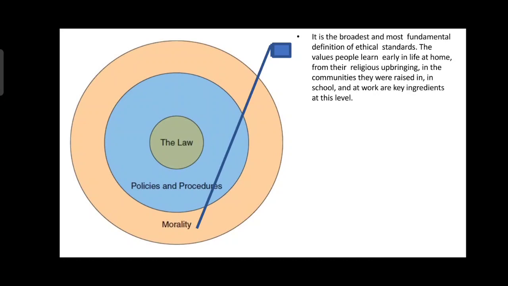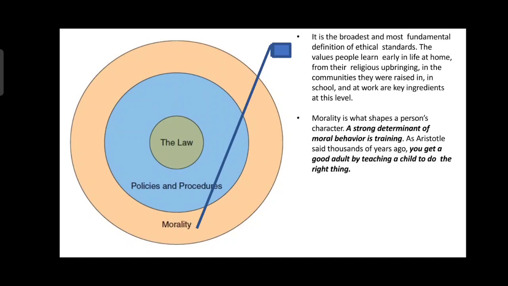So lastly, class, morality. This level is the broadest and most fundamental definition of ethical standard. These are the values people learn early in their life and at home, from their religious upbringing, in the communities they were raised in, in school and at work. These are the ingredients at this level. Morality is what shapes a person's character. A strong determinant of moral behavior is training.